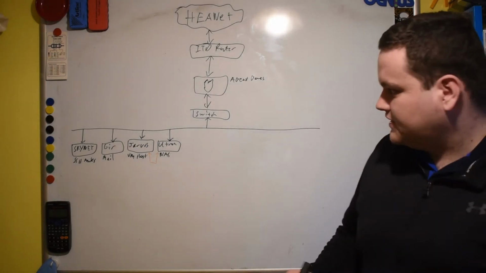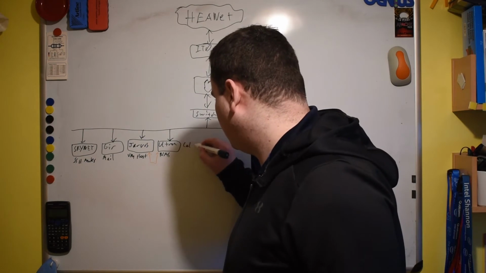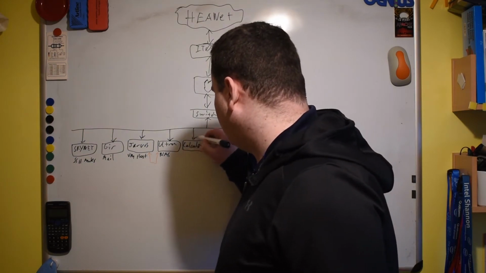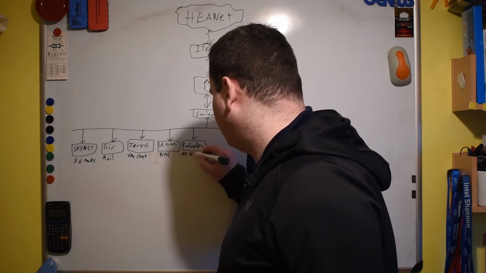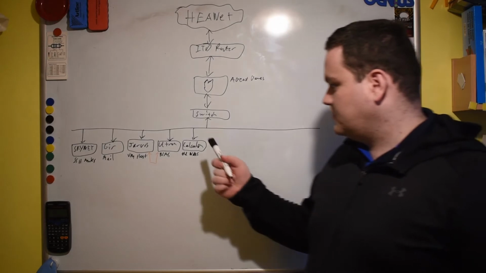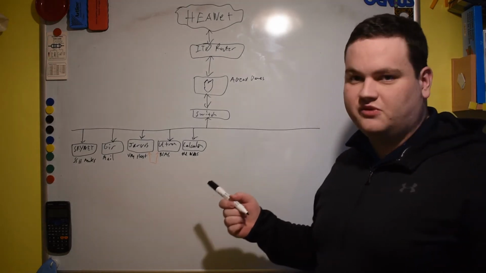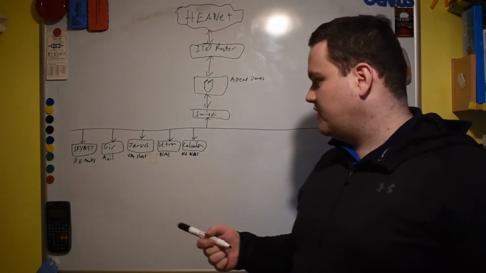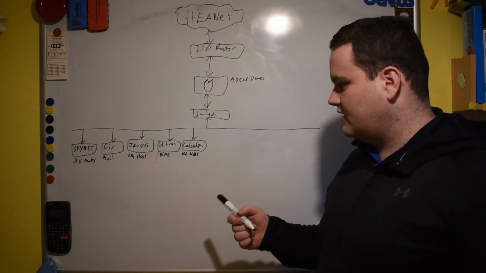The next one on my list is Calculon. Calculon is the old NAS for Skynet, so that was what was being used before Ultron. The reason Calculon hasn't been retired is there's still some services being run off Calculon. We're in the process of migrating them away so that we can retire Calculon.